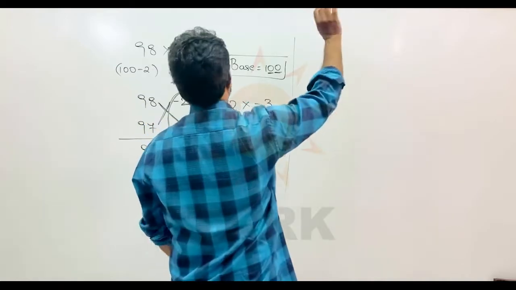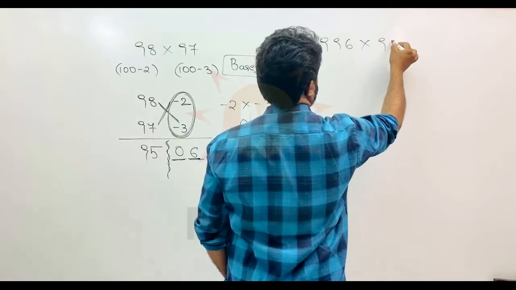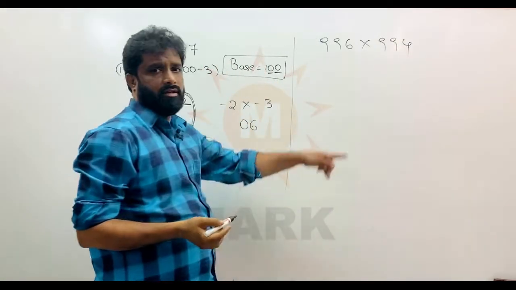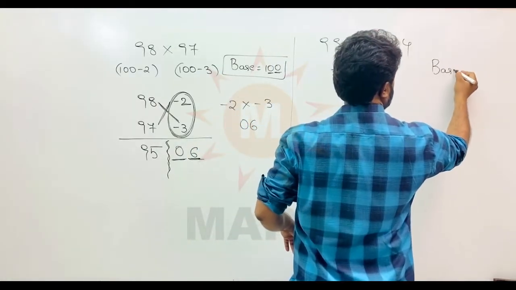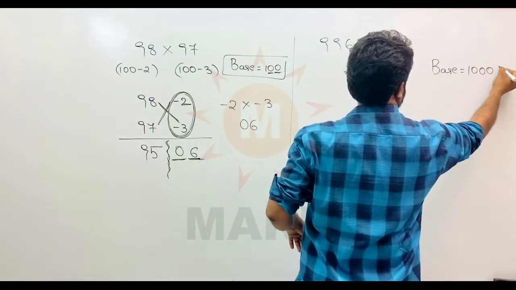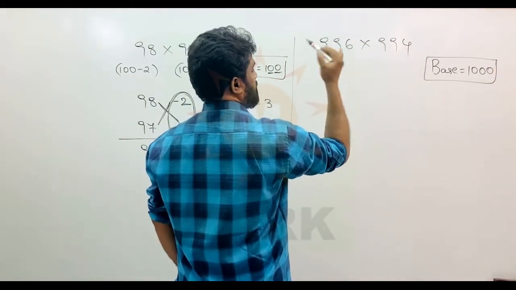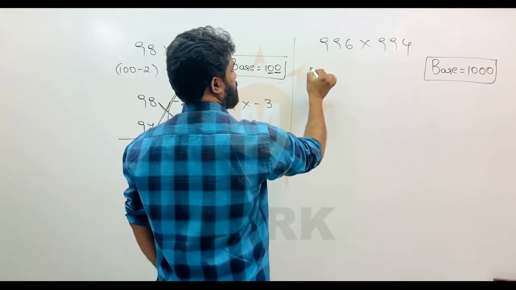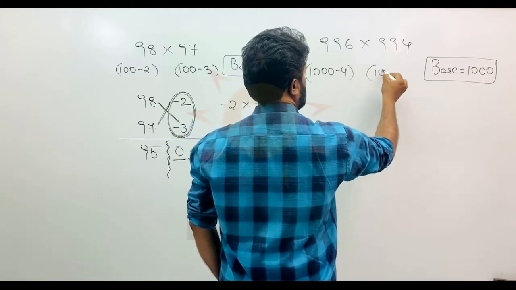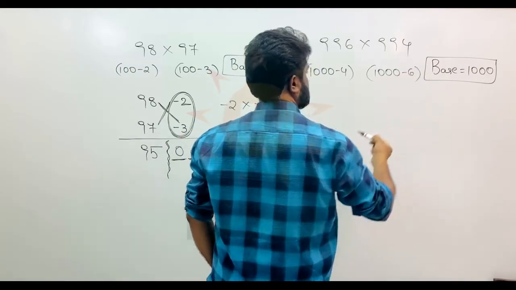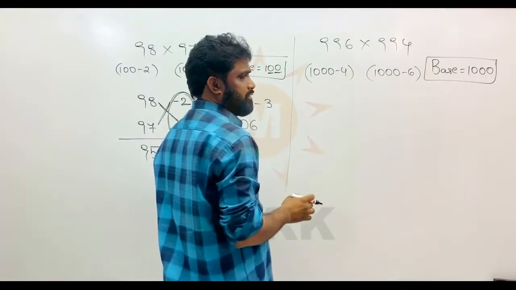Now suppose the numbers are in the range of 1000. Let's take one more example, very simple. 996 into 994. These are in the lower neighborhood of 1000. What is the base number? The base number is 1000. Now immediately in your mind, when you see 996 into 994, you will get 1000 minus 4 here and 1000 minus 6 here. So this should go in your mind.